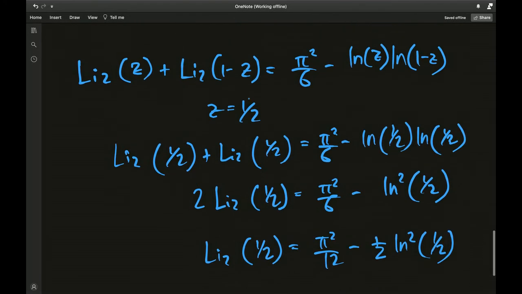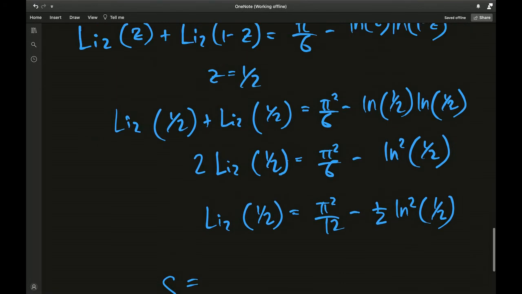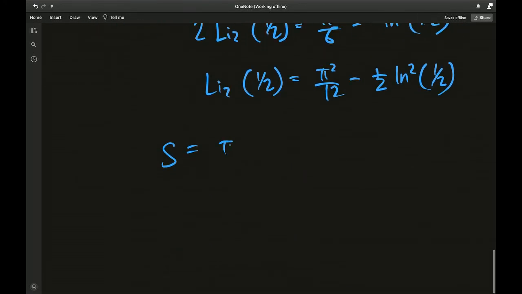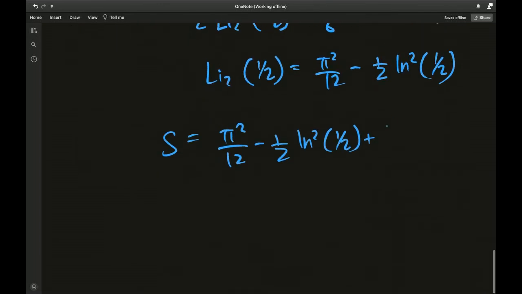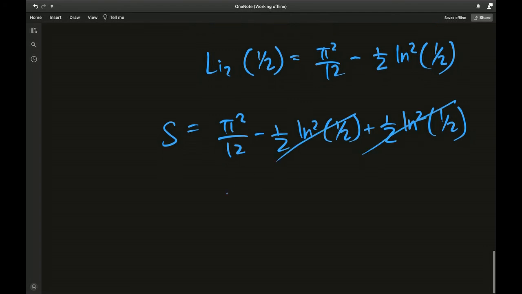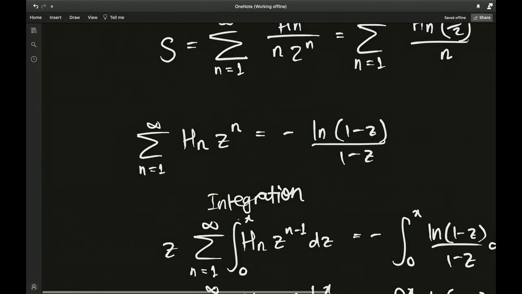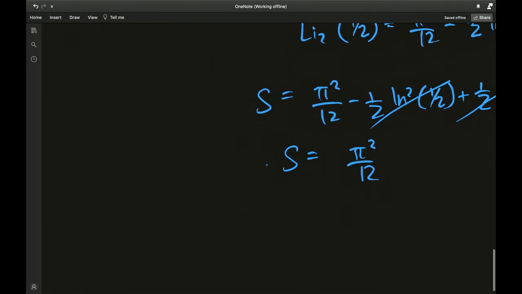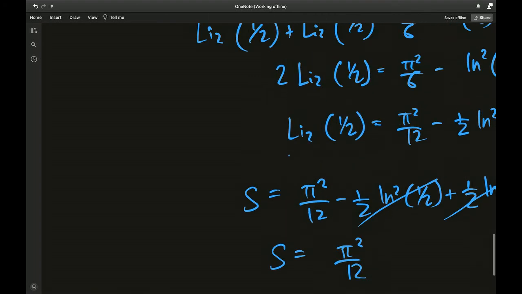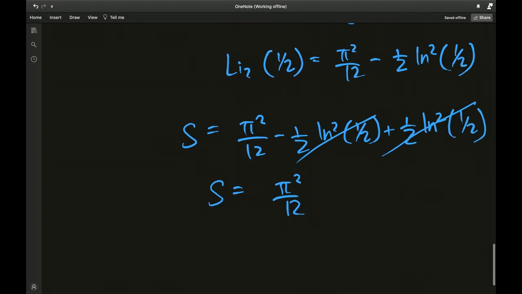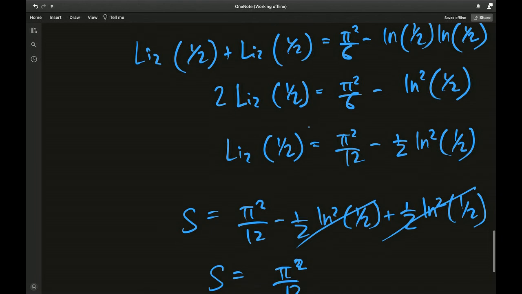Now you just plug this in our s expression. Instead of this dilogarithm of half, you have pi squared over 12 minus half natural log squared of half plus this other guy that was already there, half natural log squared of half, and these annoying natural log squares go off, so s is just pi squared over 6. Isn't that a really nice result, given all the troubles we did of using the generating function for harmonic numbers and stuff? Really nice result. And again, the pi comes out because of the dilogarithms out of nowhere, basically.